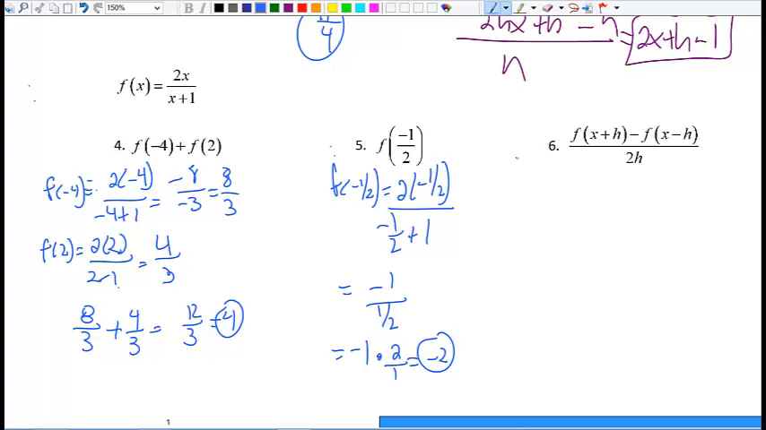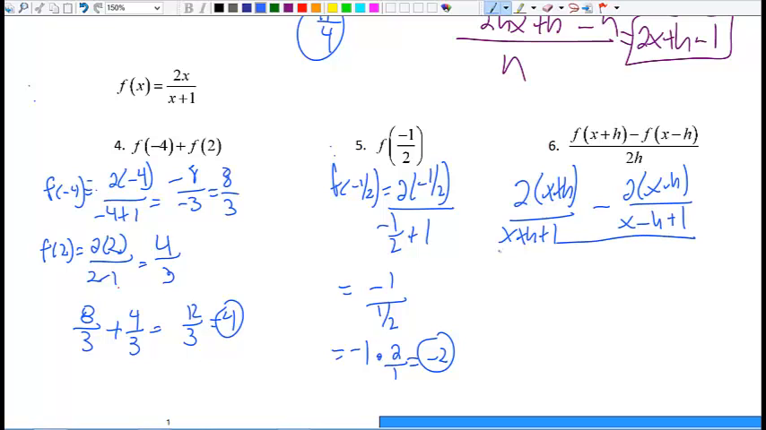So f of x plus h would be 2 times x plus h over x plus h plus 1. And then minus f of x minus h would be 2 times x minus h over x minus h plus 1. And then I'm going to divide that by 2h. So instead of doing this in smaller steps, I'm essentially doing this as just one giant problem, and you can see that I've got this big common denominator concern that's come up.